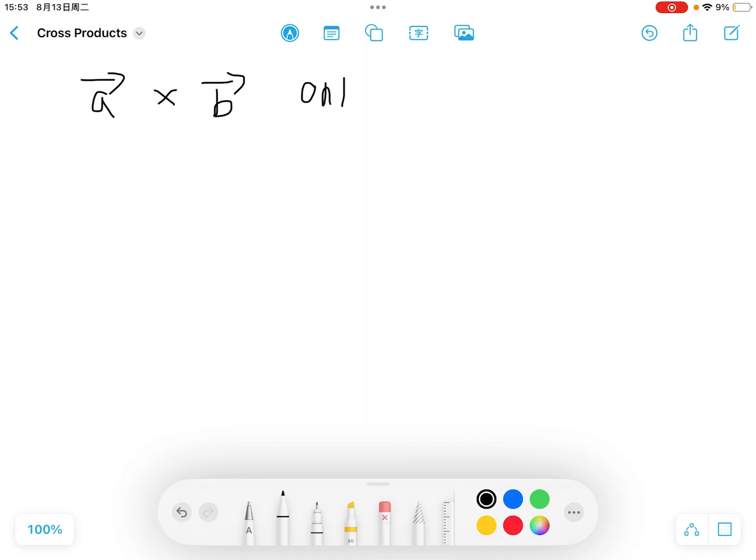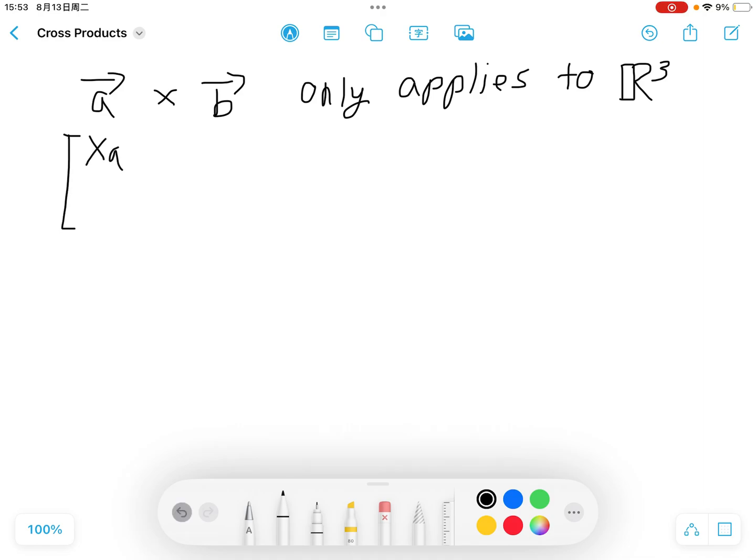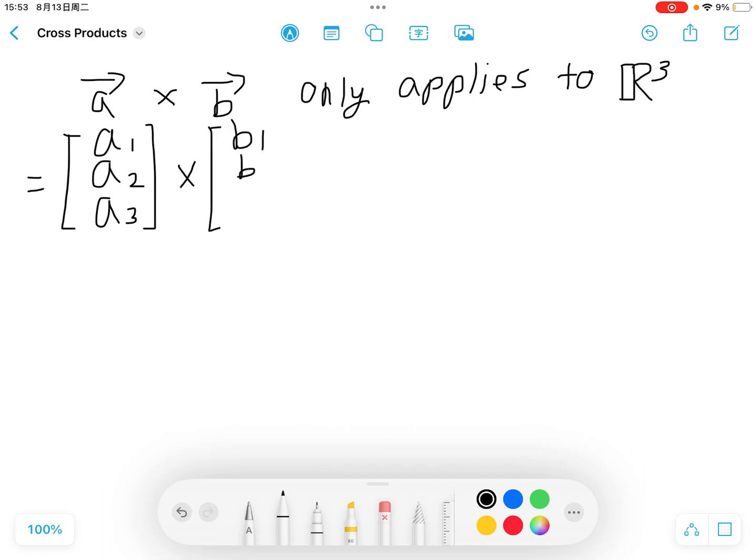So firstly, it only applies to R3. So what do I mean by this? Basically, I mean that vector A and vector B both have to be three-dimensional, like this. So they have to have three components, which are all real numbers. So A1, A2, A3 times B1, B2, B3. So cross products only apply in R3.